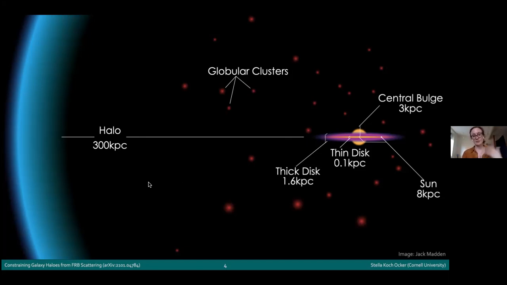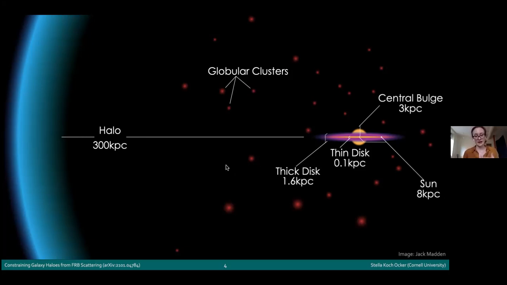And so when we think about the FRB dispersion budget, we're used to thinking in terms of this trade-off between the density of a medium and the path length through it, right? And so even though the halo is much less dense than the galactic disk, an FRB travels a much longer path length through it. So we do end up seeing a non-negligible contribution from our galactic halo to an FRB DM.